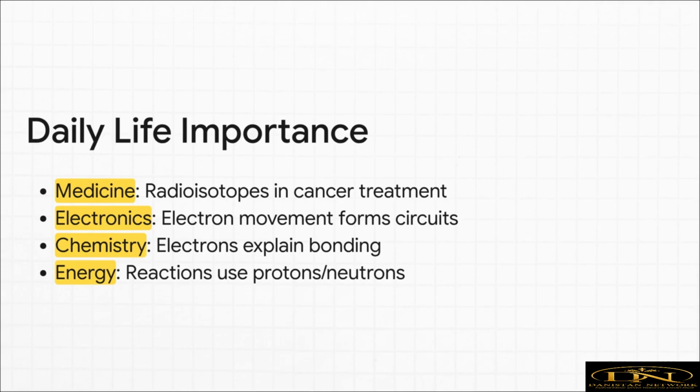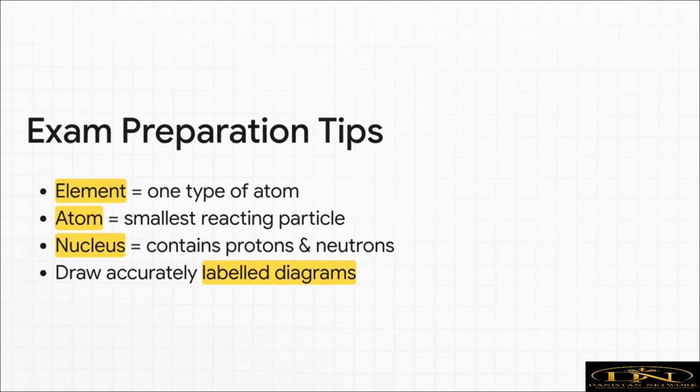In chemistry, understanding the electron shell arrangement explains all bonding and chemical reactions. And in energy production, it's the manipulation of the protons and neutrons inside the nucleus that fuels nuclear power. So, the crucial point is how you actually translate this knowledge to your exams. Do not confuse your terms. An element contains only one type of atom. An atom is the smallest reacting particle. The nucleus contains only the heavy protons and neutrons, while the electrons just buzz around in the shells.